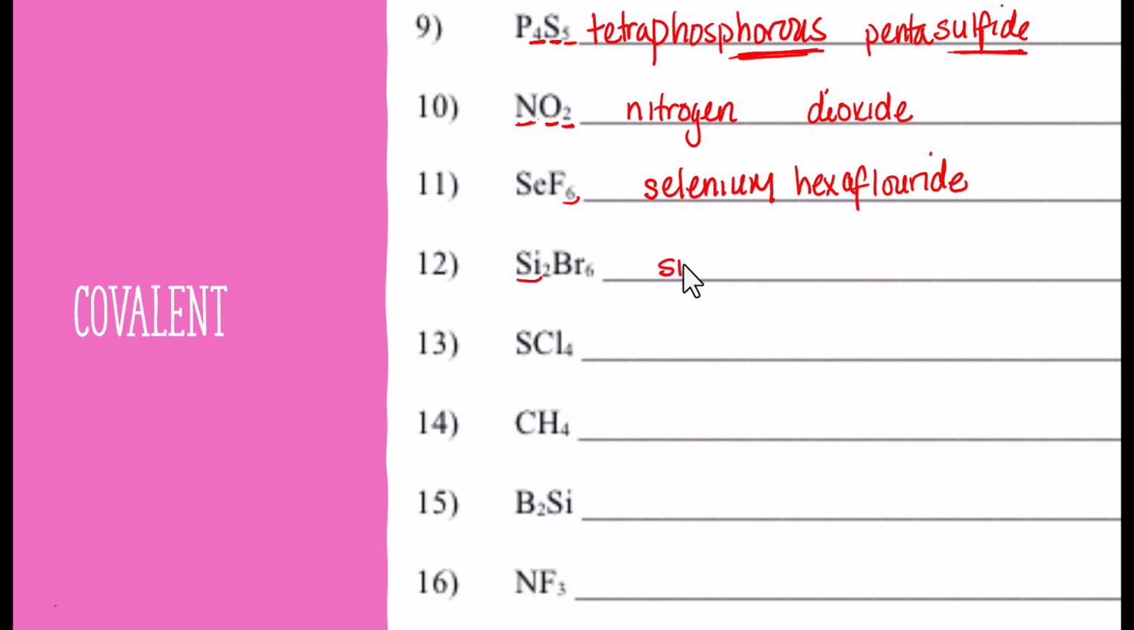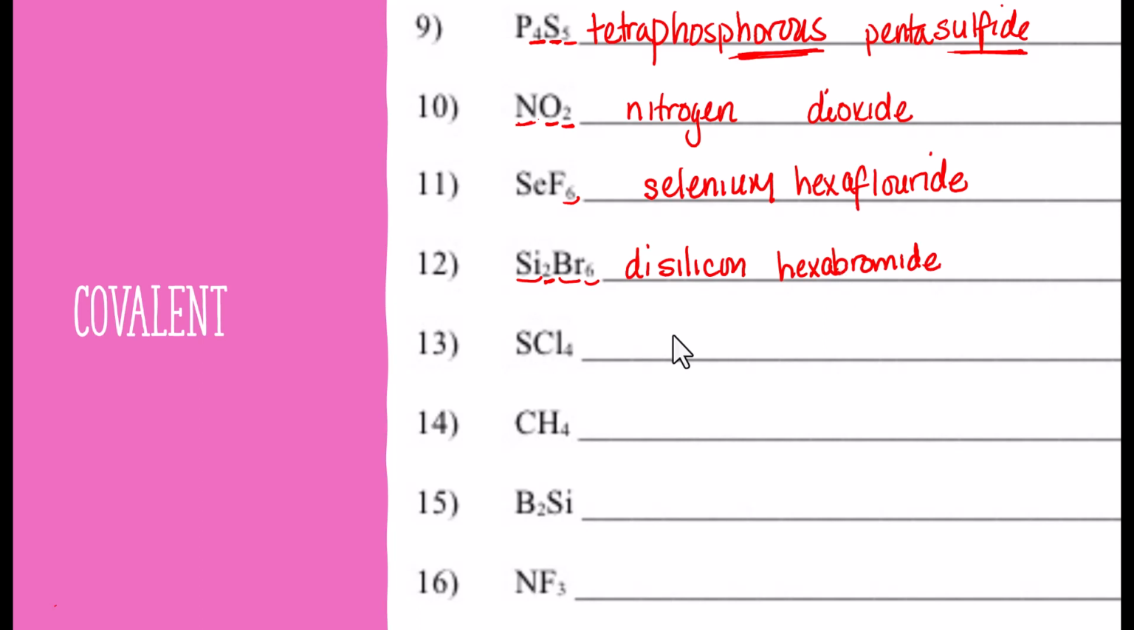Number 12, Si is silicon. First nonmetal, we write the name as is. It has a subscript of 2, so that's disilicon. The second nonmetal is bromine, which is bromide. We drop the ending and add IDE. The subscript is 6, so it becomes hexa. So disilicon hexabromide.